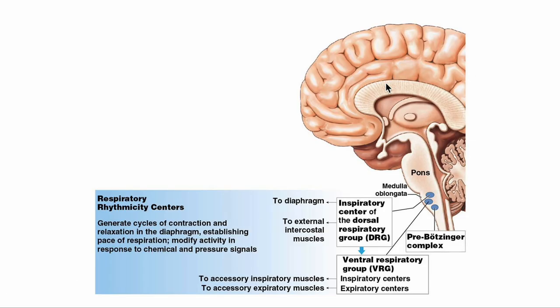So here's a picture of the medulla oblongata. You can see there's a number of centers that together make up the respiratory centers that help regulate breathing. They are going to be important for contraction and relaxation of the diaphragm. They are going to establish the pace or rate of respiration, and they can also modify activity in response to chemical and pressure signals from some of those sensors that I just talked about.